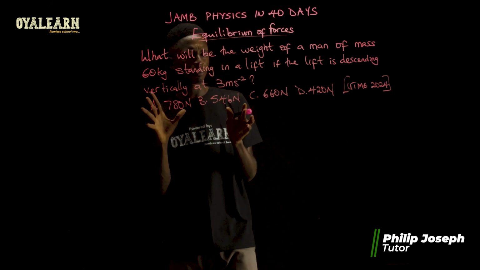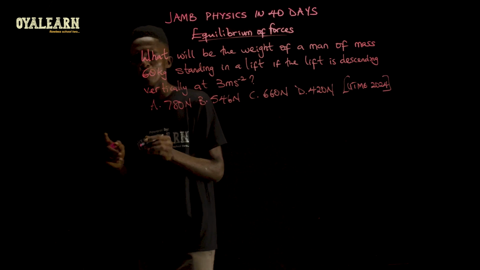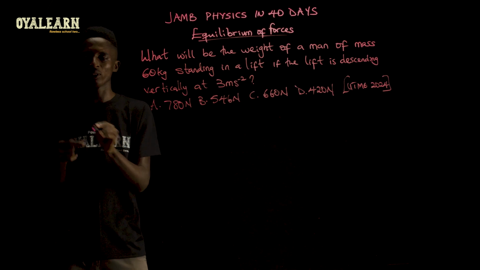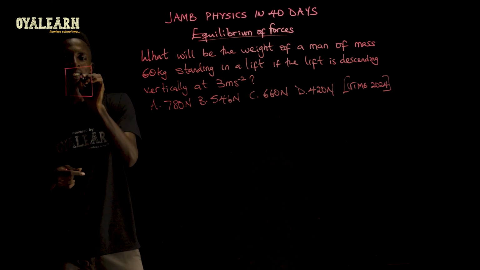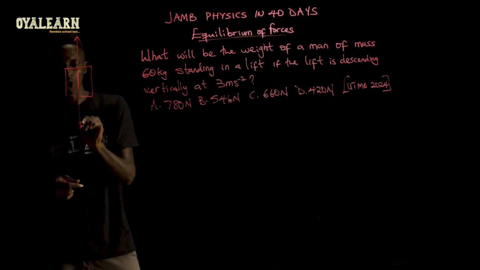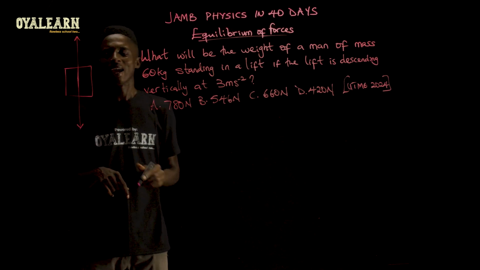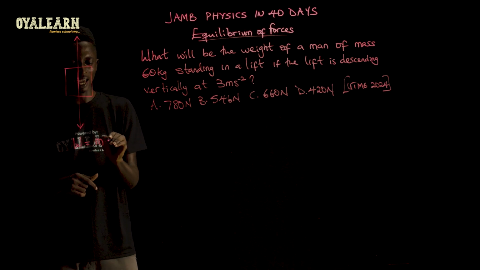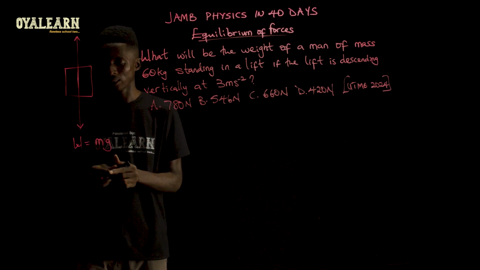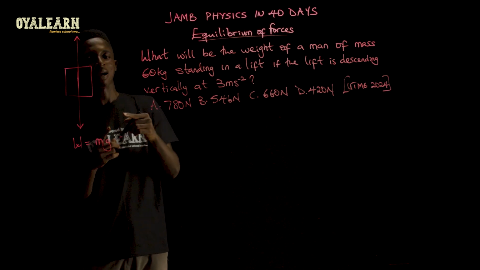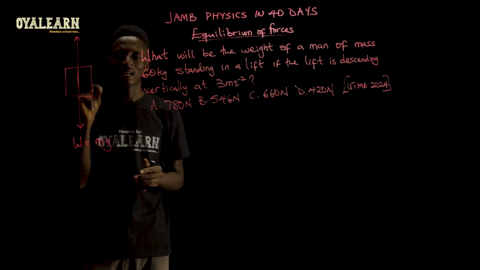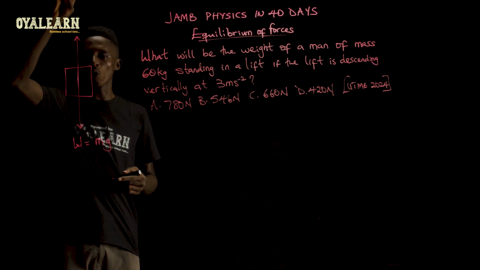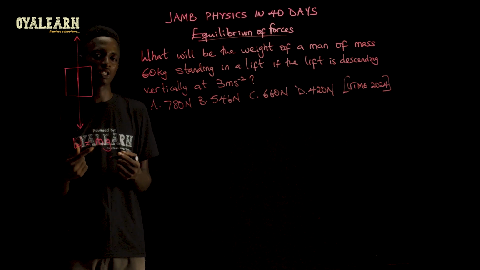Now, to solve this problem, we have to consider that when a lift is moving freely, the gravitational acceleration is going to act on it. So let's consider this to be a lift. It can either be going upward or downward. And the weight of a person is given as mg. The weight of anybody is mass multiplied by gravitational acceleration. Now, when you are moving either vertically upward or vertically downward, this weight changes.